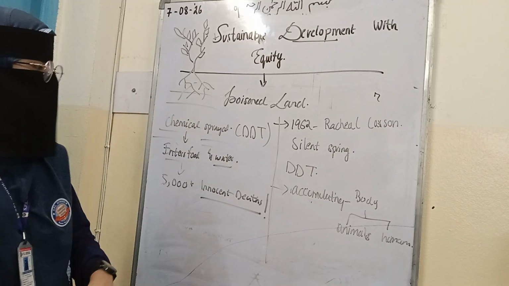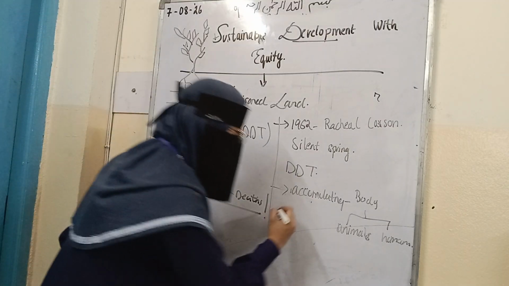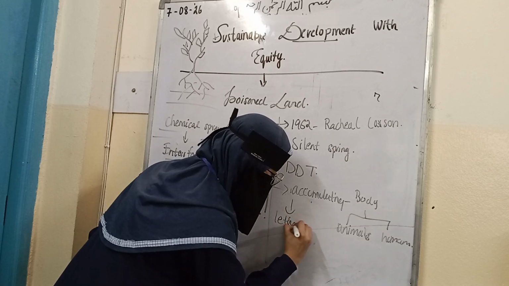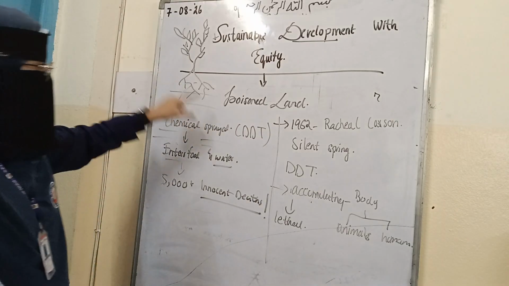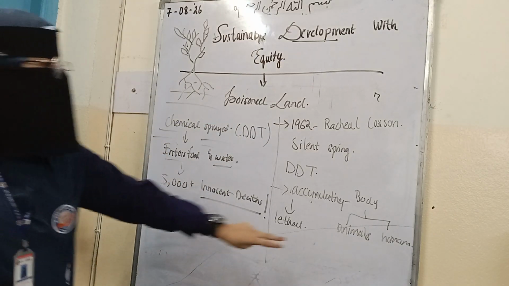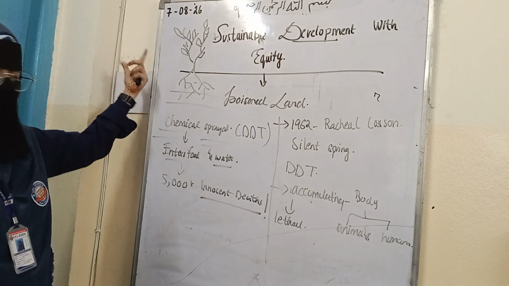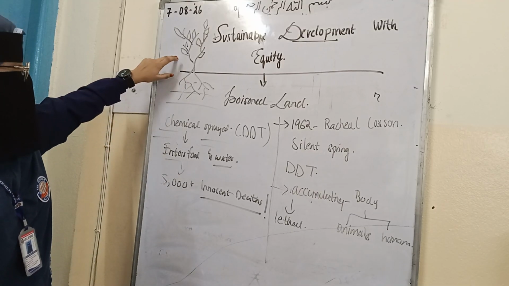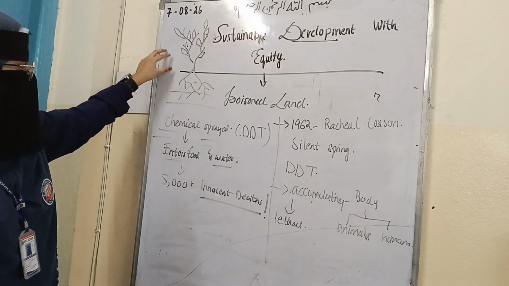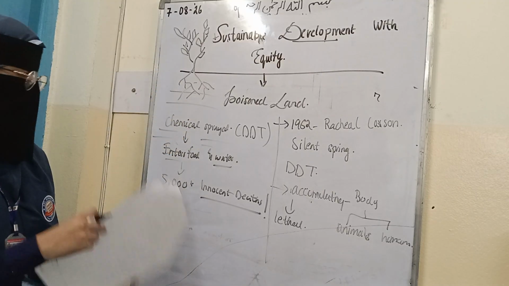accumulating in the body. Now, when these chemicals accumulate in the body of birds, they become lethal and the birds die. Here animals are dying because of poison chemicals. Second, humans, because we are the ones here. It will be processed and it will come to us. So even we humans were suffering. We were also dying because of accumulation of chemicals in our food, in our body.